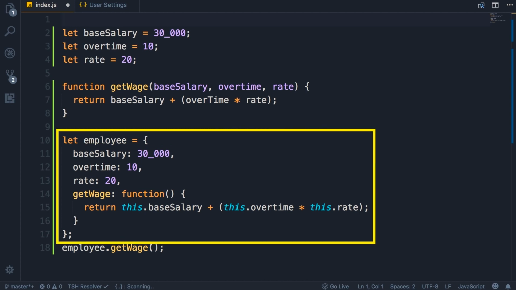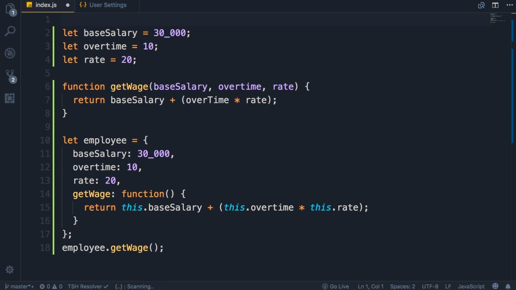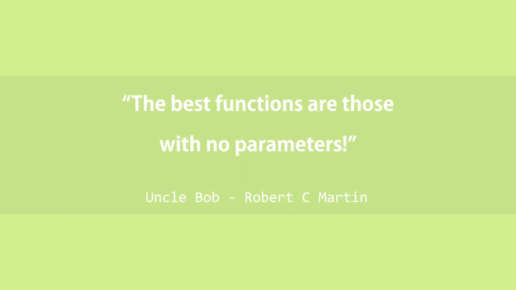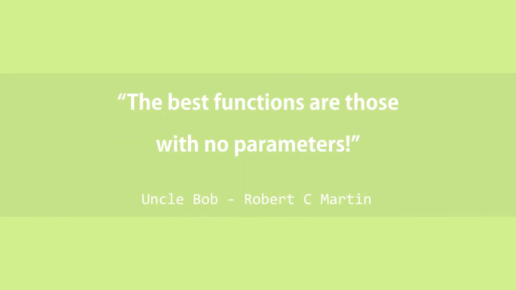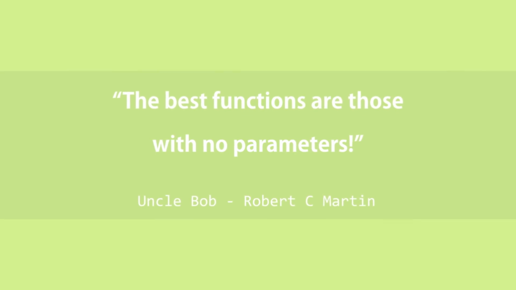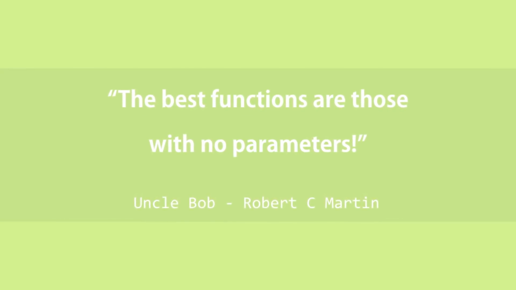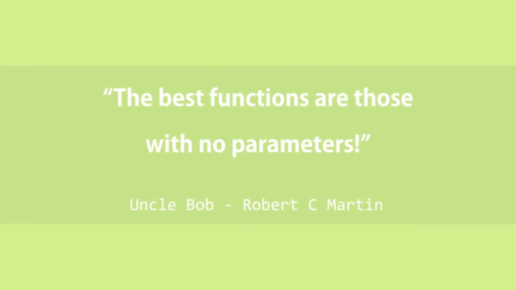All these properties and the getWage function, they are highly related, so they are part of one unit. So one of the symptoms of procedural code is functions with so many parameters. When you write code in an object-oriented way, your functions end up having fewer and fewer parameters. As Uncle Bob says, the best functions are those with no parameters. The fewer the number of parameters, the easier it is to use and maintain that function. So that's encapsulation. Now let's look at abstraction.